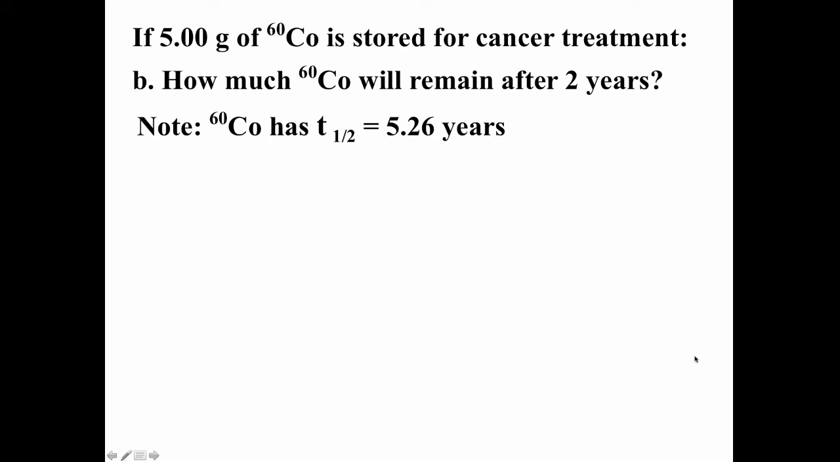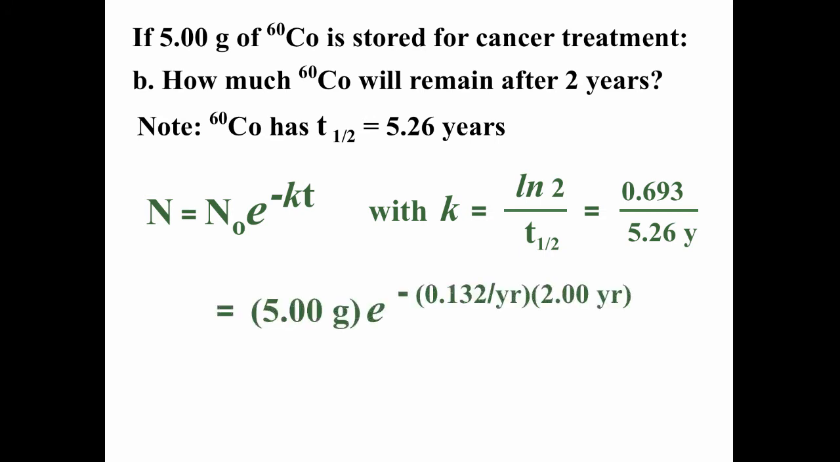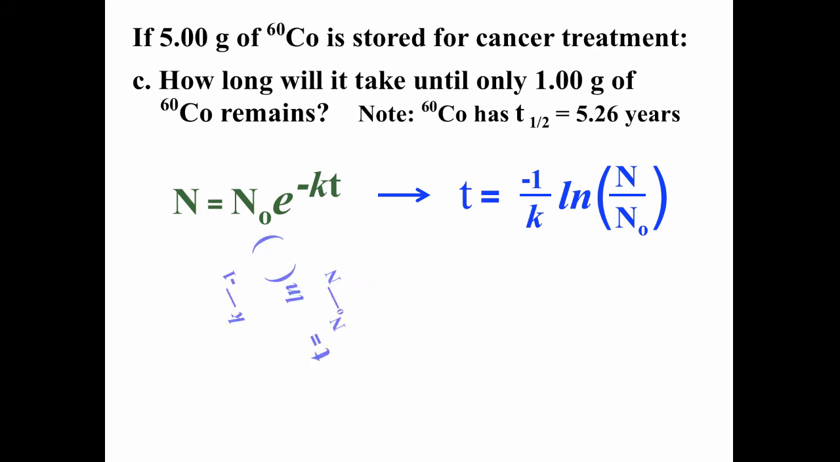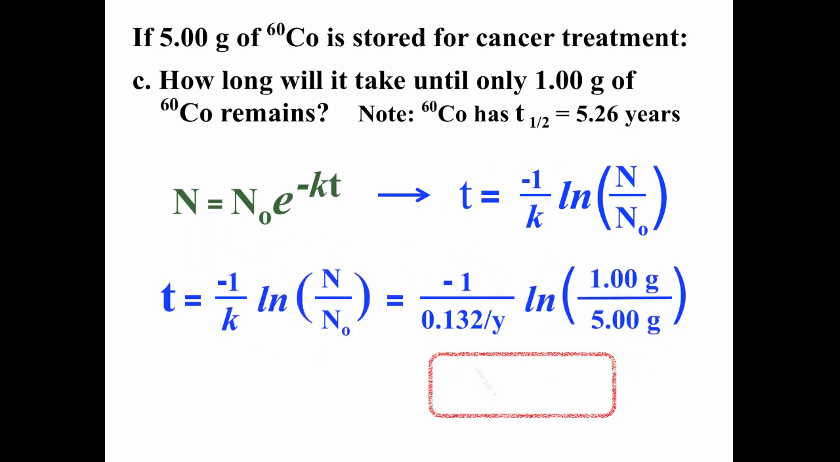Okay, how much is going to remain after 2 years? This should look super familiar, so I'm just going to blast through it. There's our calculation, and there's our result. And then how long will it take until only 1 gram remains? Now again we have to solve this time for t, and that should also look familiar, and there's the result.